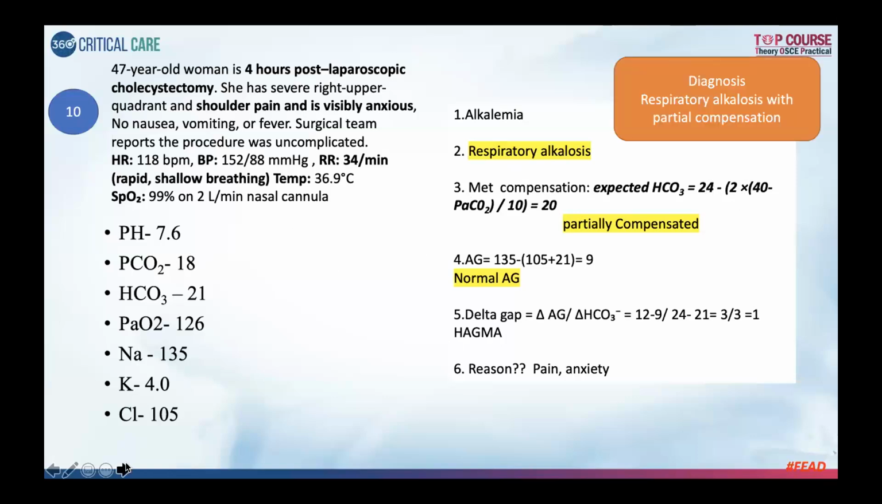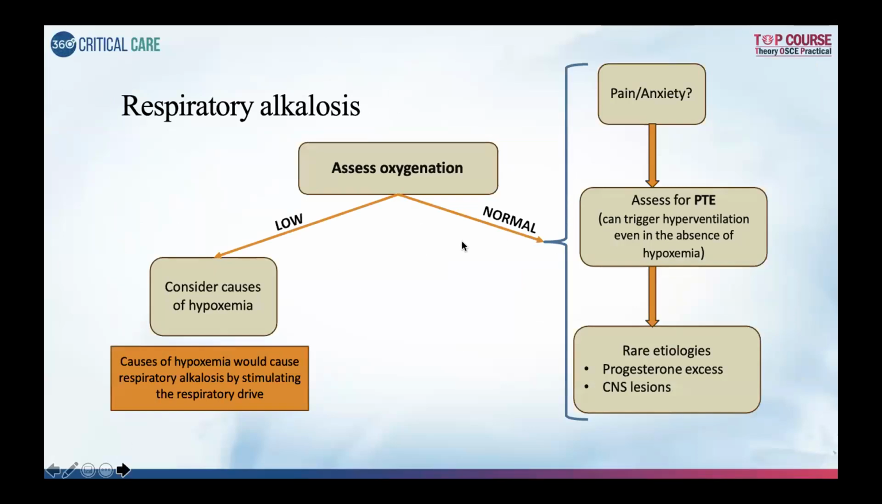Reason: mainly it is pain and anxiety in a post-operative patient, so respiratory alkalosis due to pain and anxiety. When you're dealing with respiratory alkalosis, first see whether the patient is hypoxic or not. Hypoxia can be one of the factors of respiratory alkalosis, because hypoxia stimulates the respiratory drive and causes a high respiratory rate. Next, look for pain and anxiety.